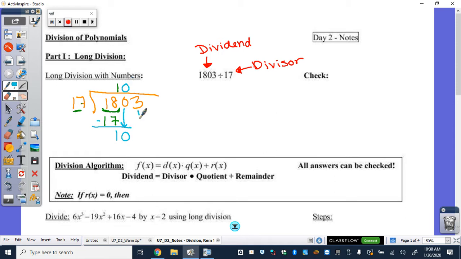So then I bring down my 3. Can 17 go into 103? Yes. 6 times. So 6 times 17 gives us 102. So we subtract that and we get 1. And what was 1 called? The remainder. So a lot of times you'd write the little R1. Remember the little R1, like the good old days? The remainder of 1.